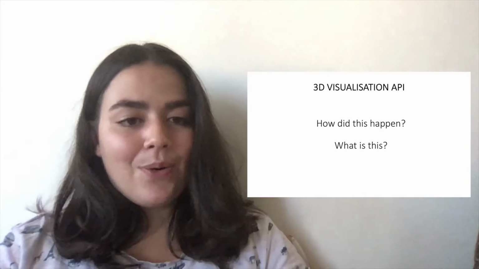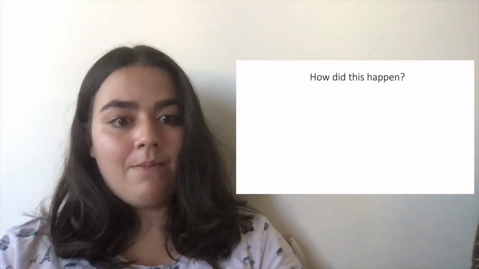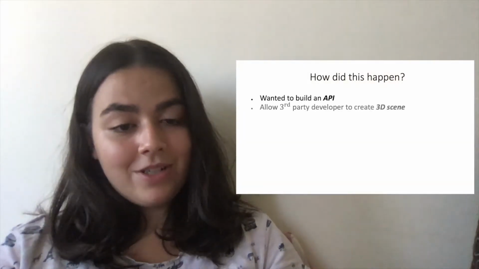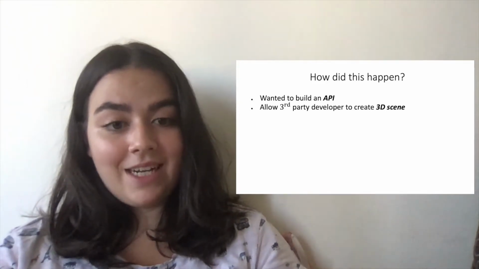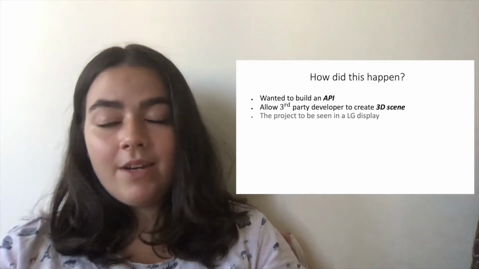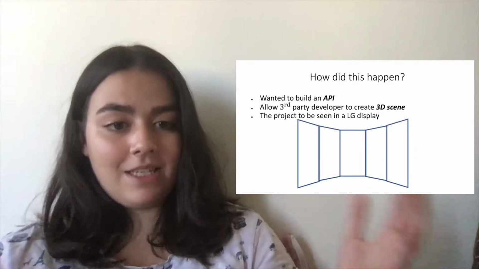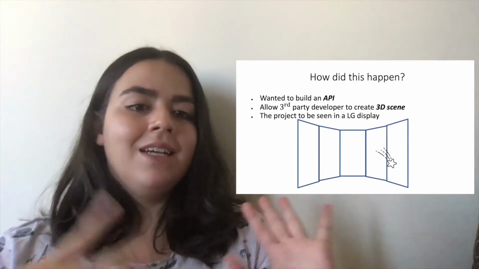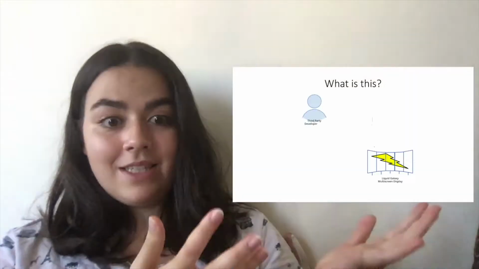As I mentioned, my project is a 3D visualization API. How did this happen, and what is it? When I was looking into Liquid Galaxy and what it was, I was quite fascinated by it. Given that I did my final year project in computer graphics and my interest in this area, I thought this could be a really cool idea. I thought, why not make some API, some library, for a third-party developer to be able to create a 3D scene in a traditional way, but see it on a Liquid Galaxy display with different screens and be able to see it from one screen to another? So that is the aim of my project.